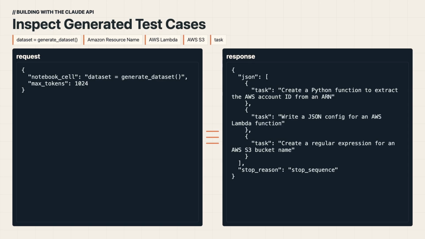When we run dataset = generate_dataset(), the output should look like a list of task objects. One task might ask for a Python function that extracts the AWS account ID from an Amazon Resource Name. Another might ask for a JSON configuration for an AWS Lambda function. Another might ask for a regular expression for an AWS S3 bucket name. These are now eval inputs, ready to feed into the prompt. Inspecting examples is still valuable. You are checking whether the generated tasks match the promised domain before saving them as the eval input.